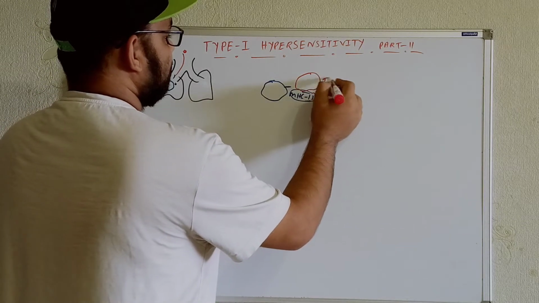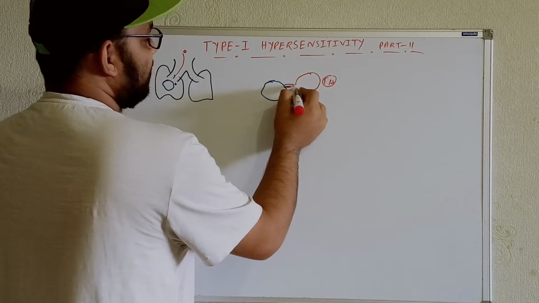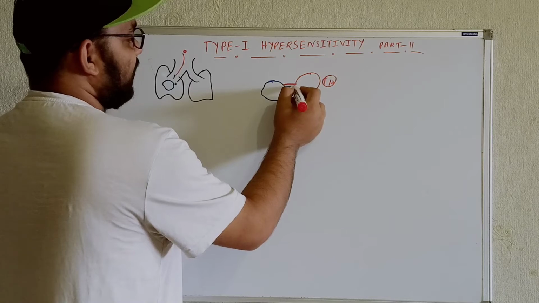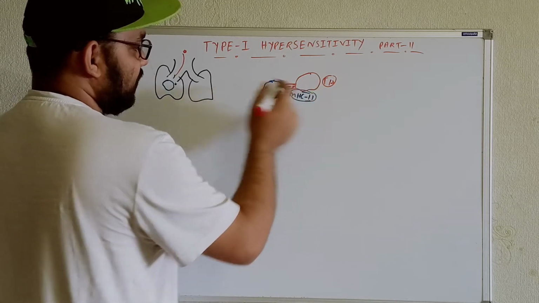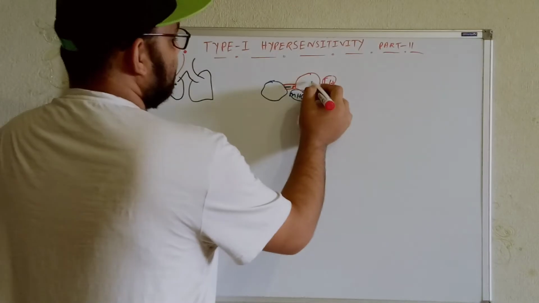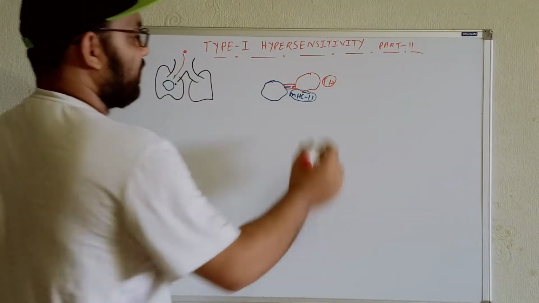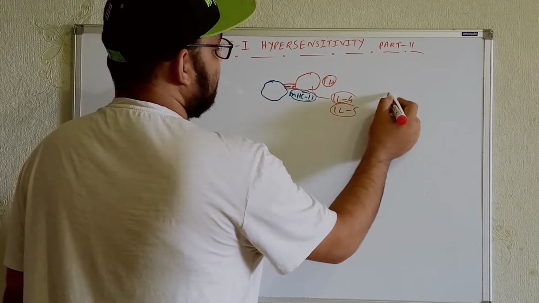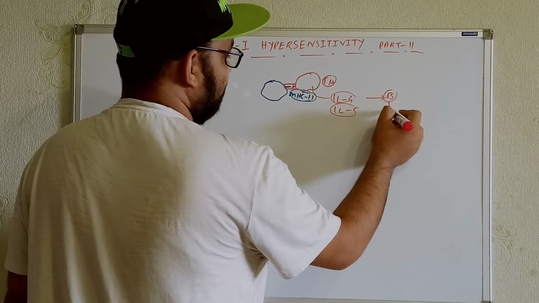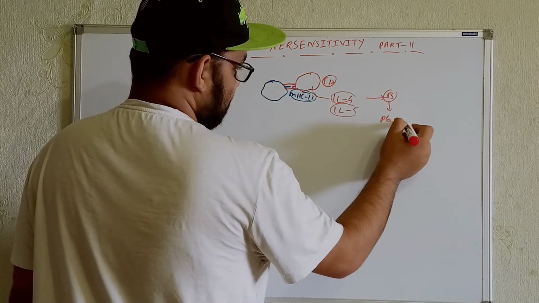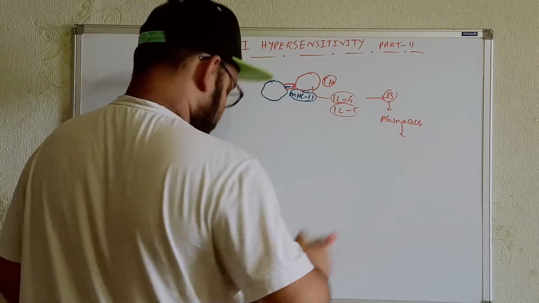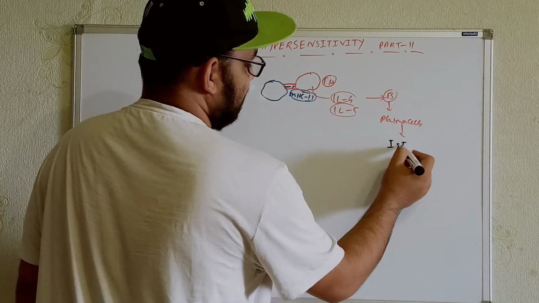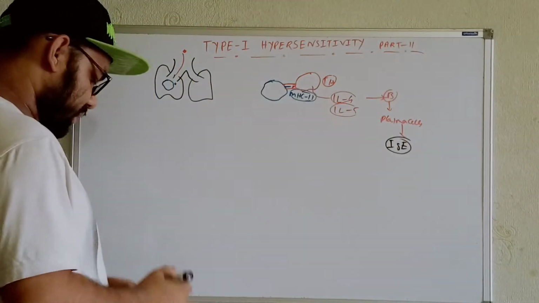T helper cells. After that, there will be an interaction between them. There are CD4 positive receptors here, along with class 2 MHC molecules. After that, the T helper cells will secrete different kinds of interleukins, interleukin 4 and interleukin 5, and that will activate the B cells. Whenever the B cells are converted into plasma cells, they will secrete the antibodies. Here we got IgE antibodies, and I already said this IgE antibody has receptors within the mast cell.